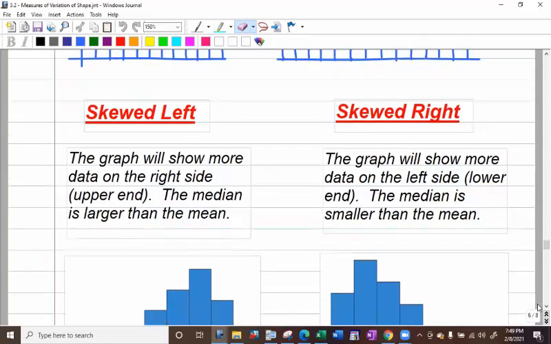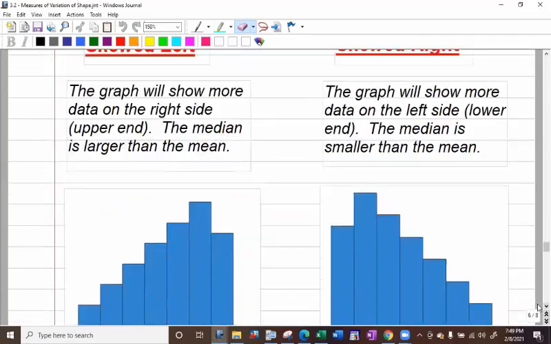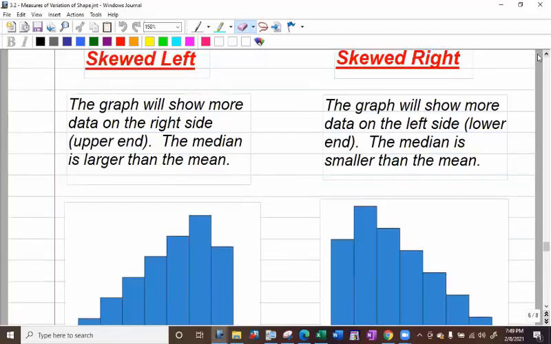Visually you're going to see more data that's to the heavier side, larger numbers. It gets heavier in frequency to the right. So anything that's heavier on the right is actually called skewed left. That seems backwards logically, probably, doesn't it? You think that would be called skewed right if it's heavier to the right, but it's not. It is skewed left. And actually the median is larger than the mean.